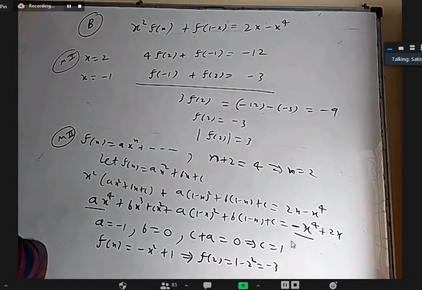CBT is something very simple, nothing is there. They want f of 1, simply find f of 1. F of 1 is 1, that's it.